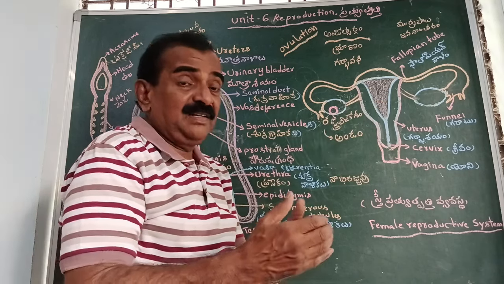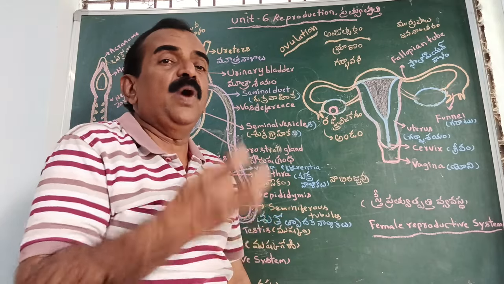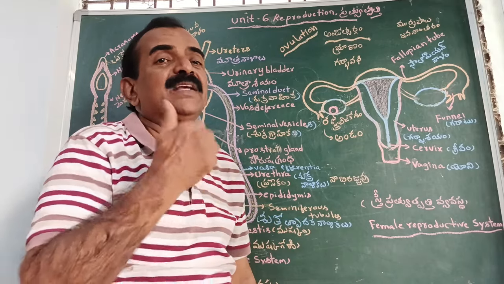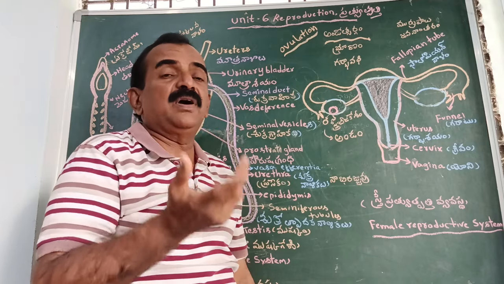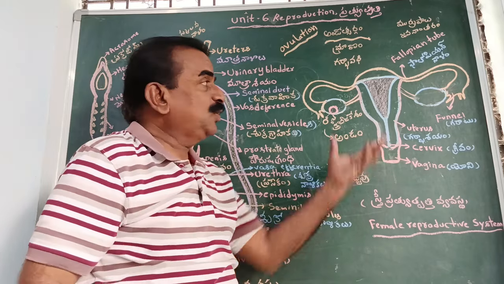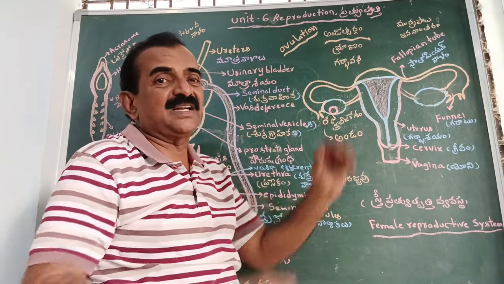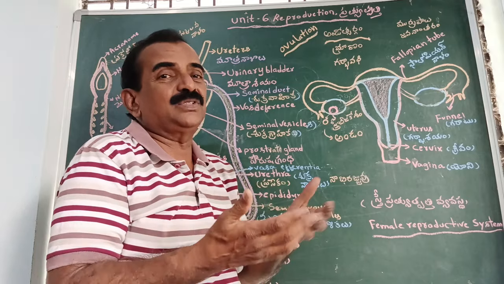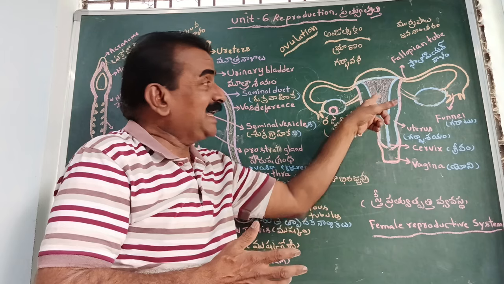And here, what is this zygote producing? Four types of membranous structures. They are chorion, amnion, allantois, and yolk sac. Like that, four membrane structures are produced, and these four membrane structures are helpful for the growth of the zygote or the embryo.